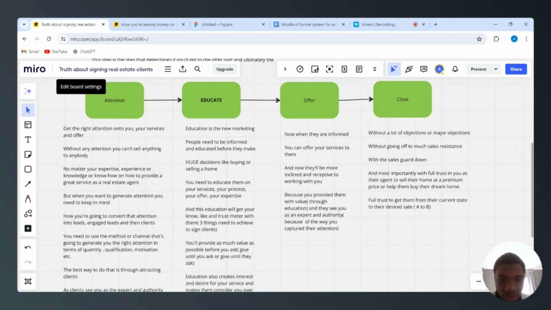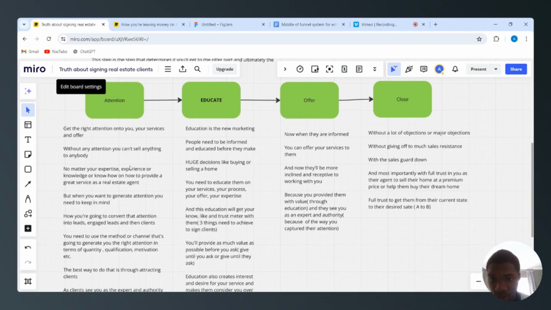You guys have more touch points. The more touch points you have, the more trust you'll have, because you had more instances and opportunities to build trust, to get them to like you more, to position yourself as an expert. Literally, guys, because you provide them with value through education, and they see you as an expert and authority because of the way you capture their attention as well, right?